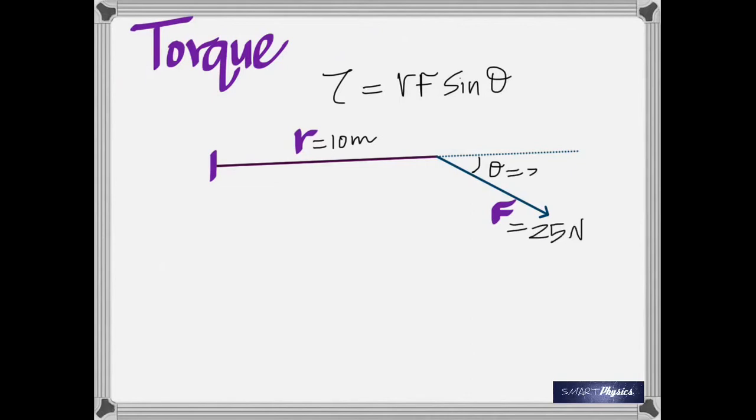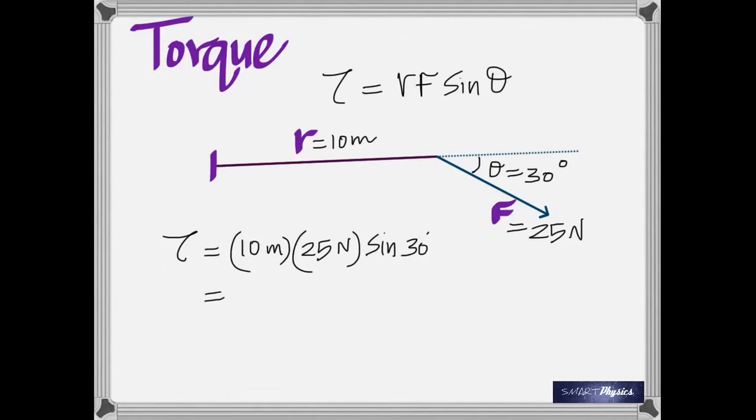Example, if F is 25 newtons, theta is 30 degrees, and R is 10 meters, then 10 times 25 times sine 30 is going to give you 125 meter newton. Okay, that's torque.